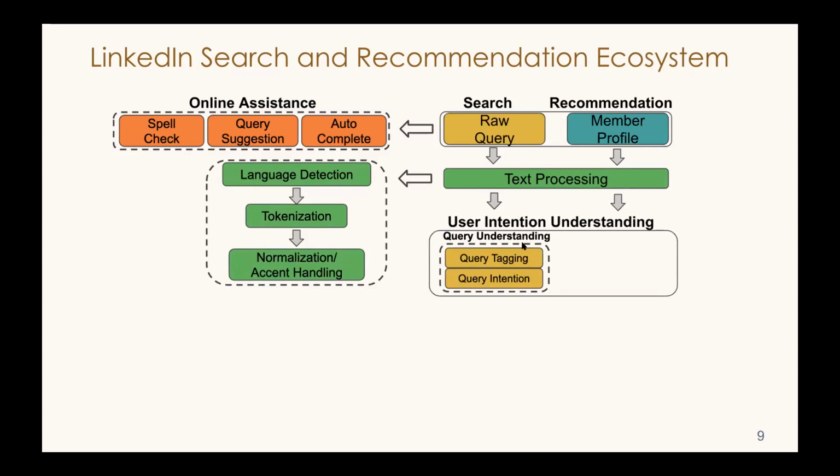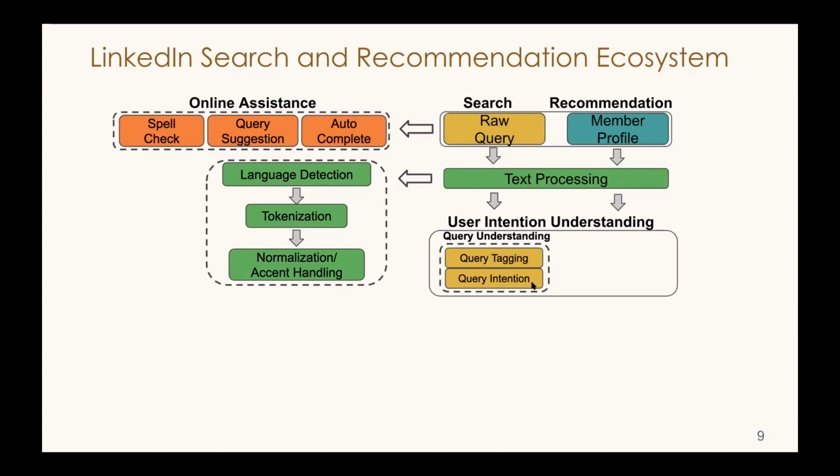Using query tagging as an example, this is more about understanding the named entities in a query. Say we have a query about a software engineer, Huiji, LinkedIn, and the system wants to know that software engineer is about some kind of job title or skill, Huiji is a name, and LinkedIn is a company. And this is for ease of downstream ranking and retrieval.